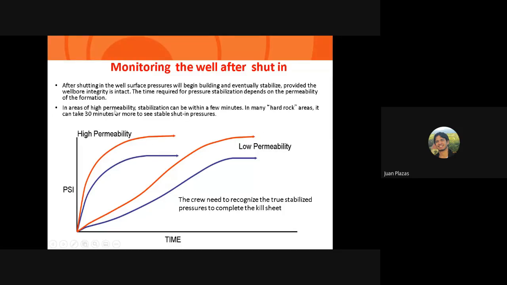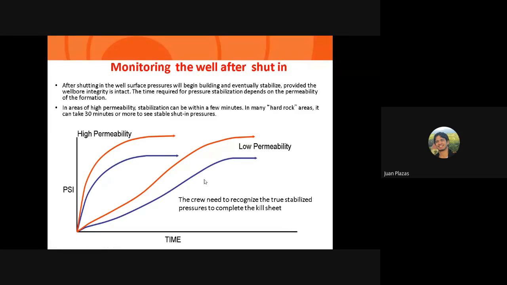In an area of high permeability, stabilization can take a few minutes, maybe 3, 5, or 10 minutes, not too much. In many rock areas, it can take up to 30 minutes or more. So the lower the permeability, the more difficult it is, or the more time it takes, to know the stabilized pressure. The drilling crew should be aware of that, and understanding formation permeability helps us identify the correct number when the pressure is stabilized. Identifying the correct number is very relevant for the well control operation.